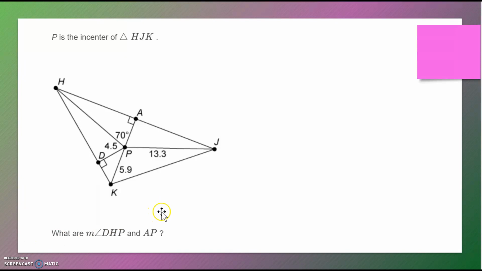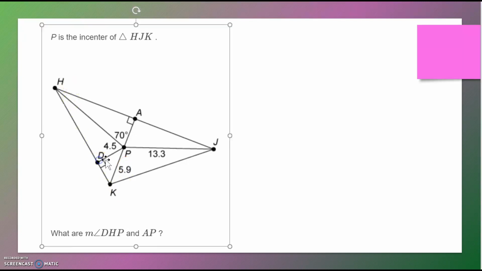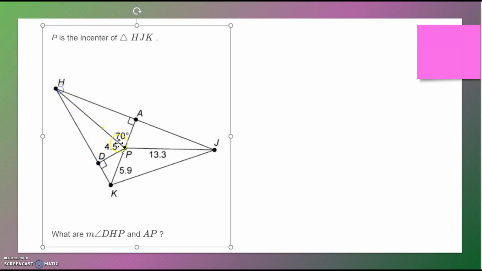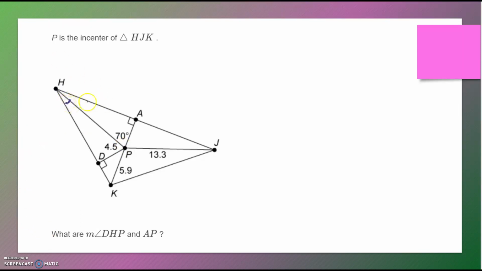All right. Since P is the incenter of HJK, we're going to find the measure of DHP, which is this one right here. That's what we're looking for. So this is a right triangle. We know that all triangles add up to 180 degrees. So we can take 180 and subtract 90, because all right triangles have a right angle. So that leaves us with 90. I know our other angle is 70, so we subtract 70, leaving us with 20. And this is an angle bisector, so this one also has to be 20.